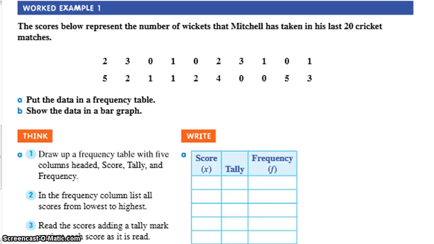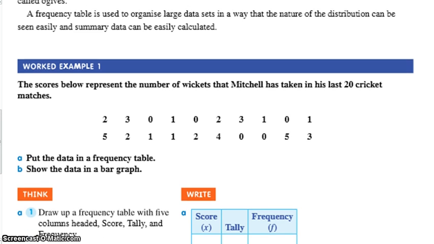So we're looking at frequency histograms and polygons. This first one is just going to be a very basic one where we're looking at displaying data or organising the data. Okay, so we're talking about frequency tables used to organise it. Now it says frequency tables are used to organise large sets of data.